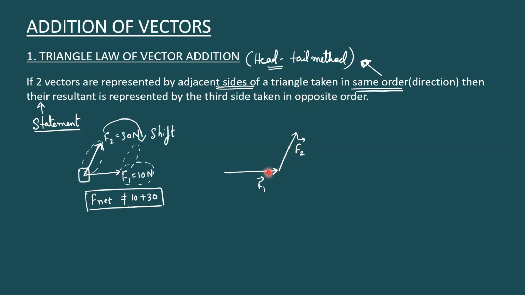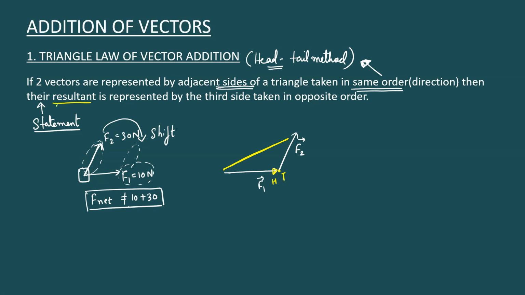So you have made the head of one vector, the head being nothing but the arrow, coincide with the tail of the F2 vector. So you have made the head of F1 coincide with the tail of the F2 vector, or you have taken the two vectors in the same direction. As you can see, we are going in the anti-clockwise sense, isn't it? So if two vectors are represented by the two adjacent sides of a triangle such that the head of one is coinciding with the tail of the other, then the resultant is represented by the third side taken in the opposite order.